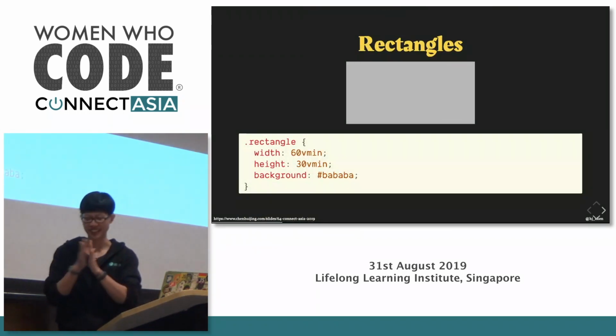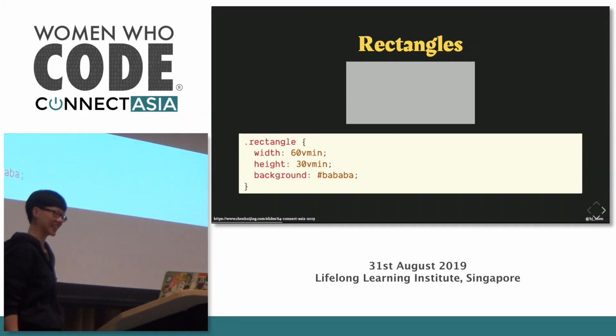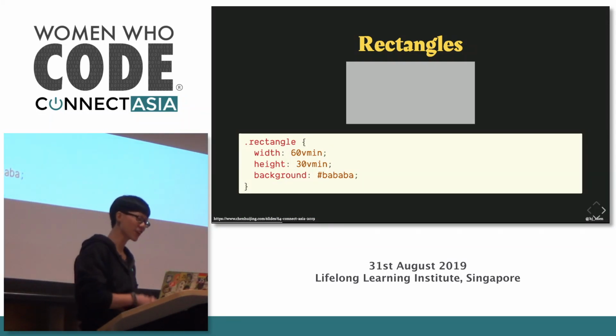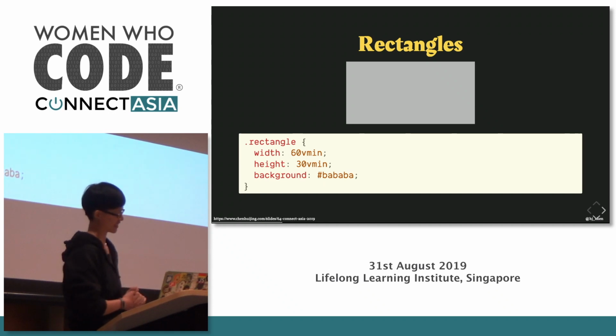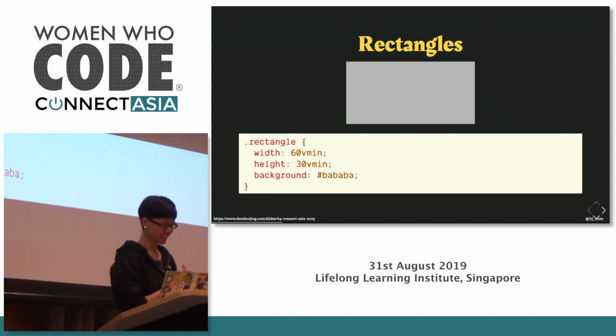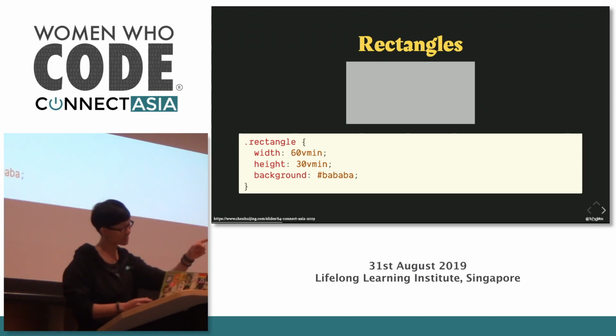So let's start. This is a rectangle. A rectangle is a quadrilateral with 4 right angles, also known as an equilateral quadrilateral. Say that very fast 4 times.